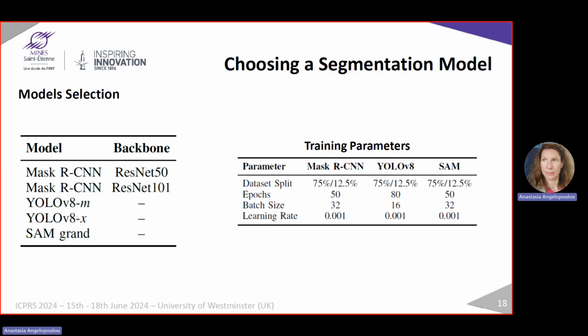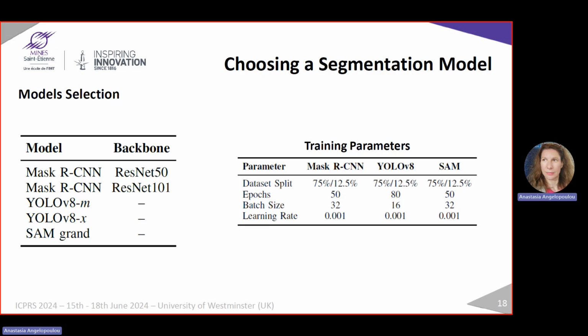So we tried the Mask R-CNN architecture. At the time, YOLO v8 was state-of-the-art. Now it's YOLO v10, sadly. Also, SAM was state-of-the-art at the time. SAM is the Segment Anything Model from Meta, if you heard about it. It's a multimodal model that we tried.